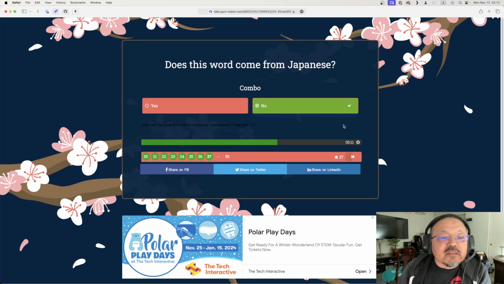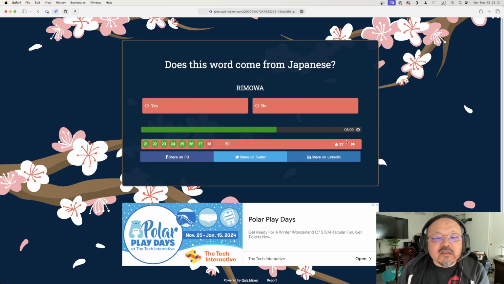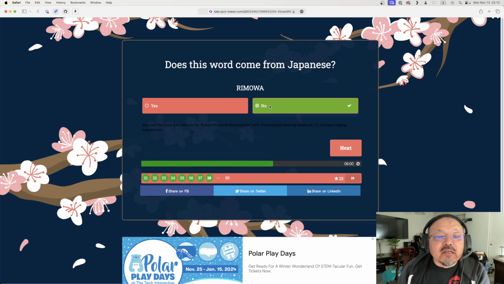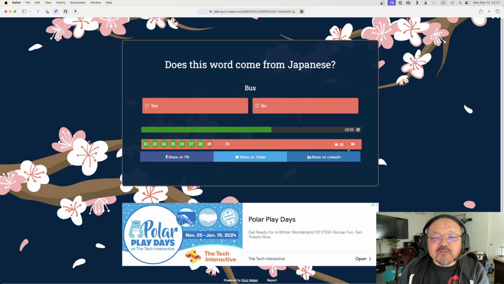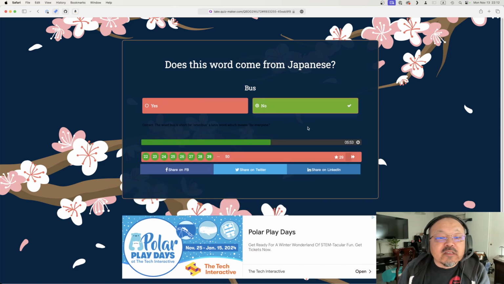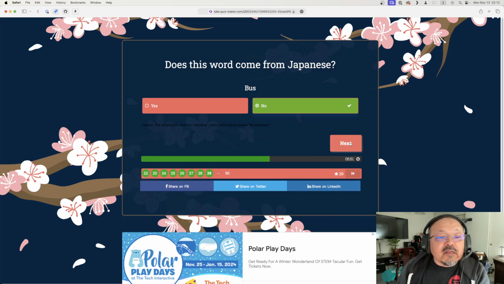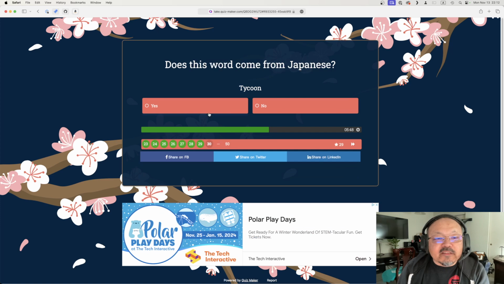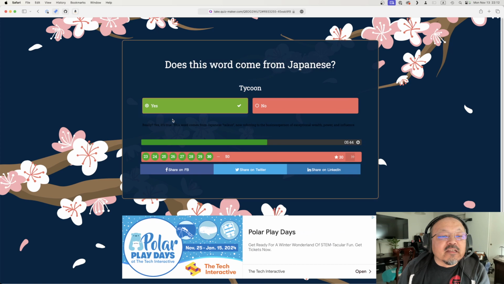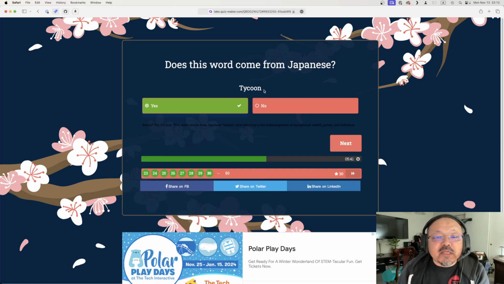Combo, no. Okay, Rimowa? I don't even know what that is. Rimowa? I'm gonna say no. Richard something something, a German manufacturer. Okay, bus? No. Okay. Tycoon? Yes, that is Japanese. That's not the spelling, though, but I'll say yes. Yeah, it comes from Big Lord.